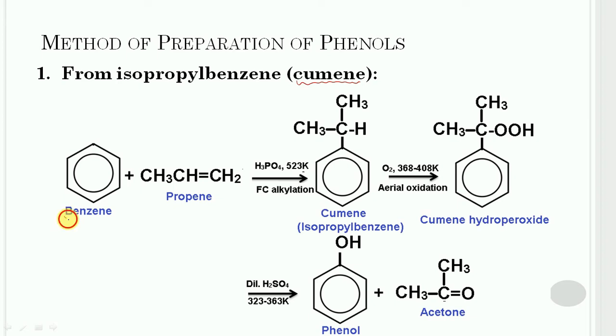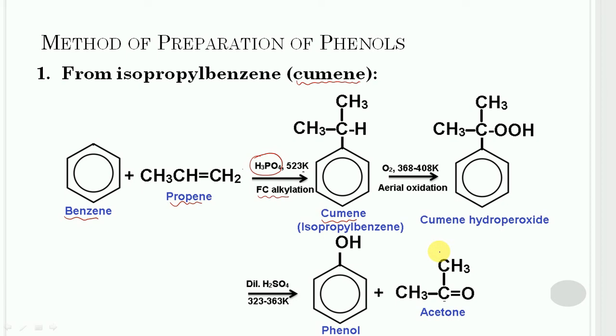So first of all, benzene is treated with propene in the presence of phosphoric acid, and this is Friedel-Crafts alkylation. First of all, this cumene will get formed, then it will undergo air oxidation to give cumene hydroperoxide, which is treated with aqueous acid, and it will give phenol and acetone. So let us consider the mechanism.